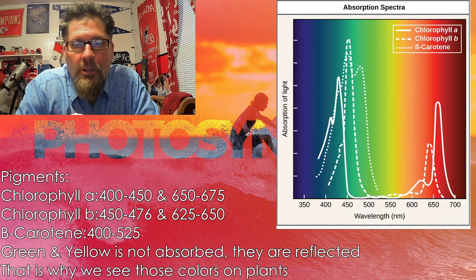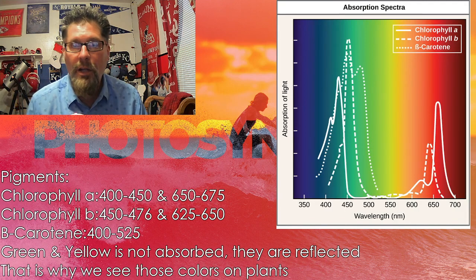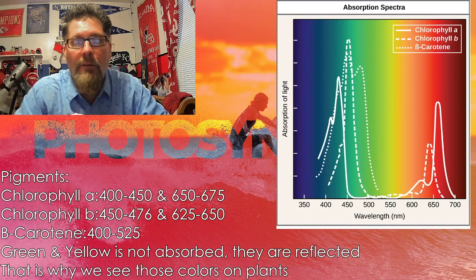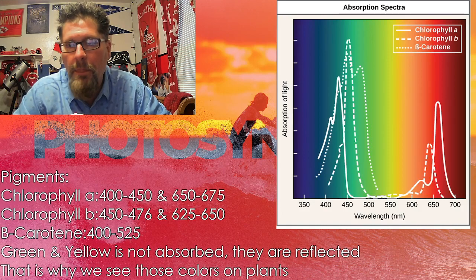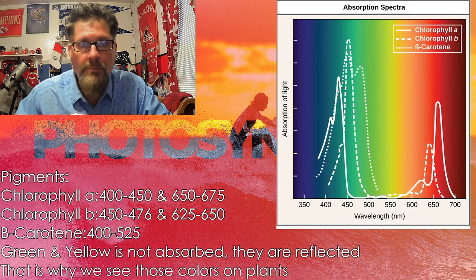But as I mentioned, greens and yellows are not absorbed; they're reflected. So that's why a lot of plants are green essentially, and if they're not green, it's yellow or some kind of a combination of yellow and green. And that's the reason why, because those colors aren't absorbed and they're reflected back into us.